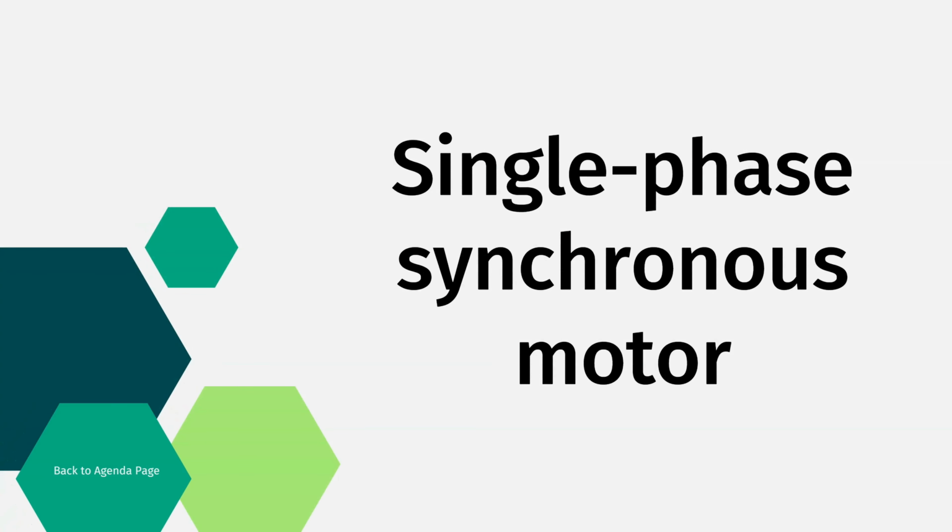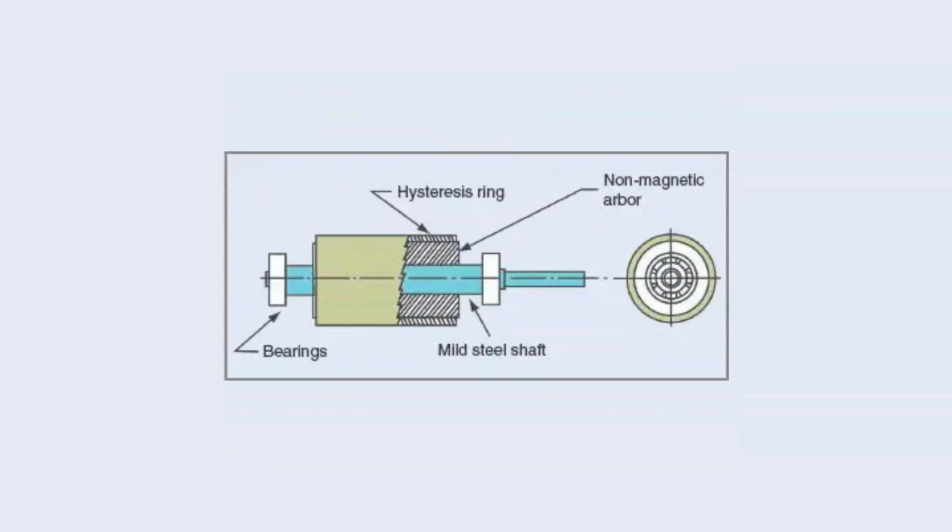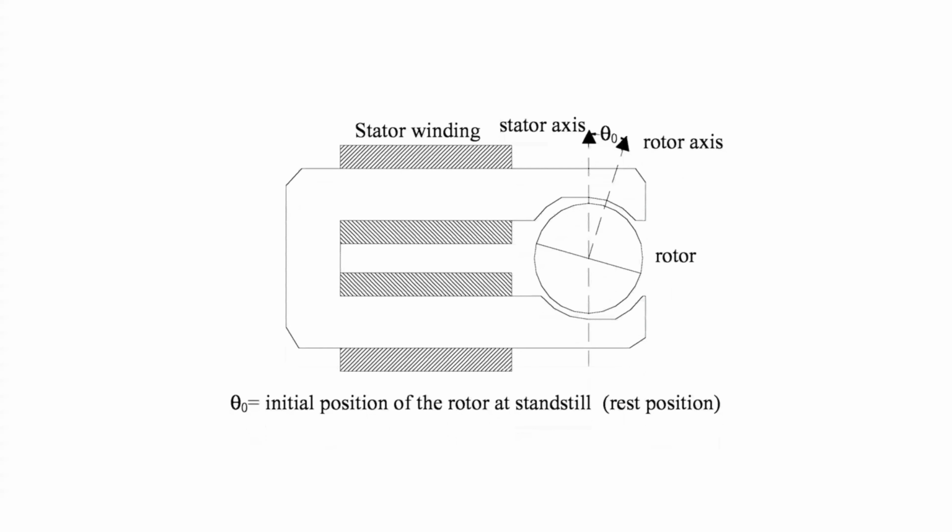There is another motor named the single-phase synchronous motor. This motor is similar to a three-phase synchronous motor. A single-phase synchronous motor has a constant speed. Single-phase synchronous motors are widely used in timing devices, clocks, teleprinters, recording devices, sound recording and reproducing systems, and so on.